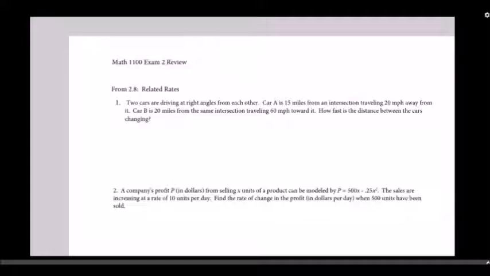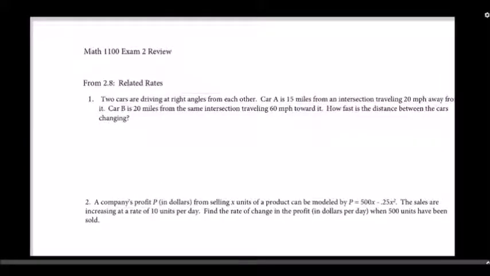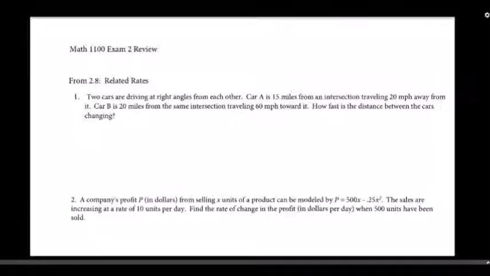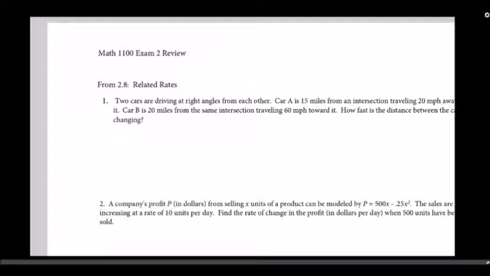Okay, this is the Unit 2 review for Math 1100. Question 1 comes from section 2.8. So we have two cars driving, one away from an intersection, one towards it. So let's say here we have the intersection.